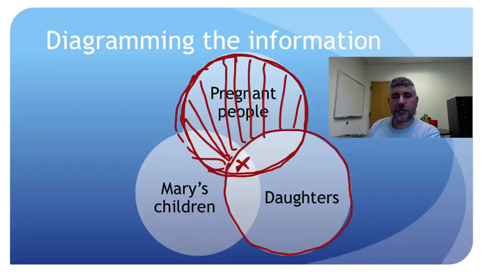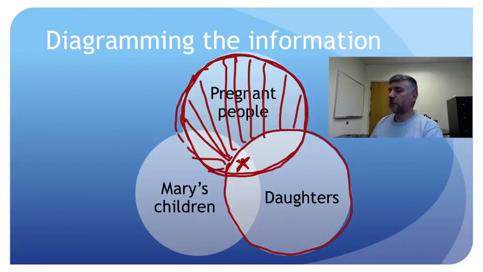Okay, but if the X goes right there, then what does that tell us? That tells us that at least one of Mary's children is a daughter. Mary has at least one daughter. Maybe she has more than one daughter, but based on the information contained in premises 1 and 2, we can conclude that she has at least one daughter. We know that for sure. So, if the information contained in premises 1 and 2 is correct, then Mary must have at least one daughter. And so the argument is valid.